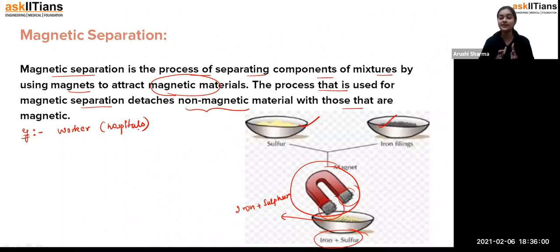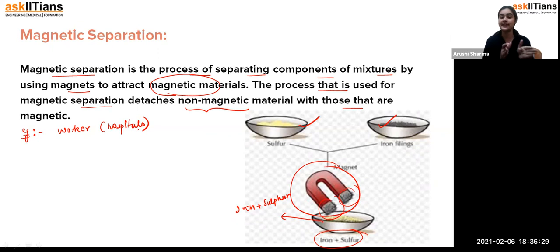So what happens, student? So the doctor uses a magnetic technique. How? They use the magnet and start moving it over the eye of the worker, so that the iron will feel the magnetic force and it will come out from the eye. So that's how, student, this magnetic separation technique, the attraction of the magnetic material to the magnet, we use usually in such conditions.